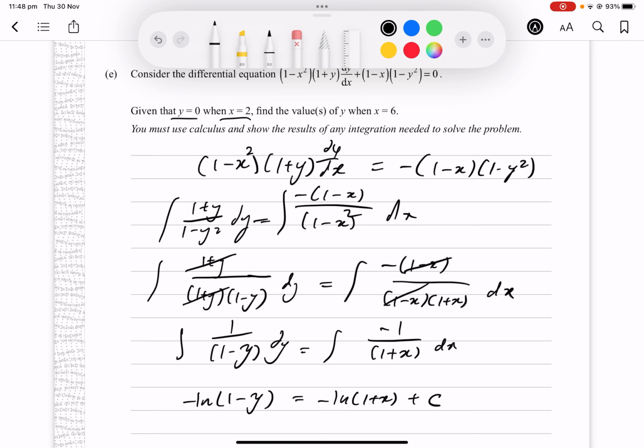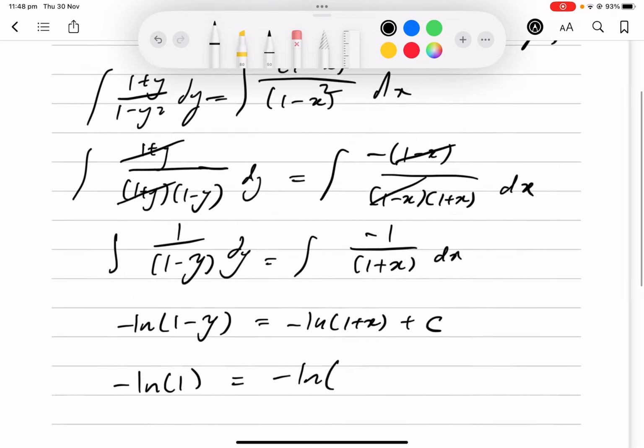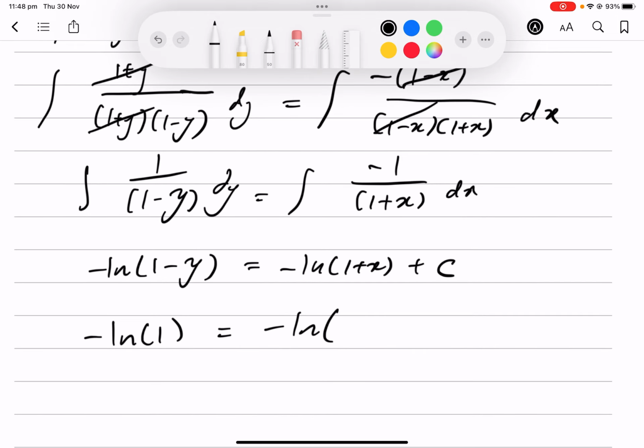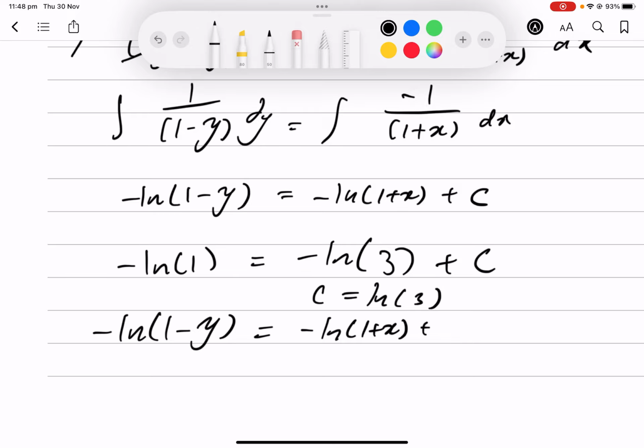Now we have y = 0 when x = 2. We can use that to find the value of c. So we have -ln(1) = -ln(2 + 1) = -ln(3) + c. ln(1) is 0, so we have ln(3), so c = ln(3). Therefore -ln|1 - y| = -ln|1 + x| + ln(3).